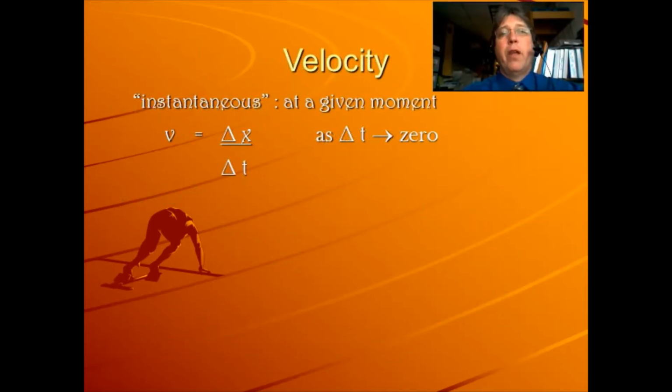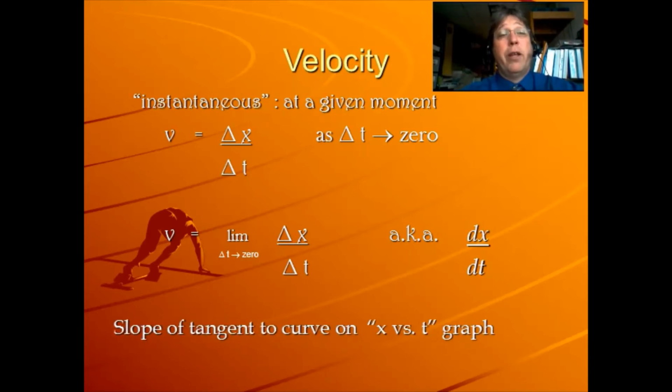If we want to find the velocity at a given moment, that would be instantaneous velocity. An instant, remember, is kind of an infinitely small amount of time. So that would be delta x over delta t as delta t approaches zero. If you've had calculus, you're probably more familiar with it written in this format: the limit as delta t approaches zero, or dx over dt, the derivative formula. What that's doing graphically is actually calculating the slope of a tangent to a curve on a position versus time graph.